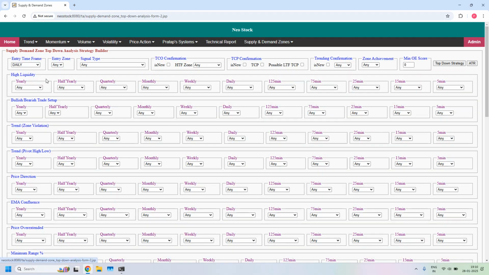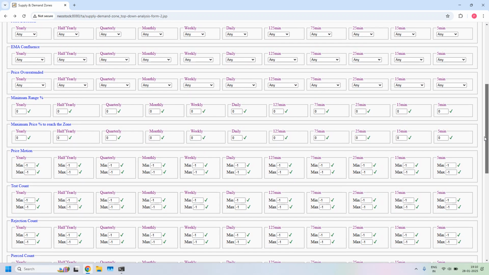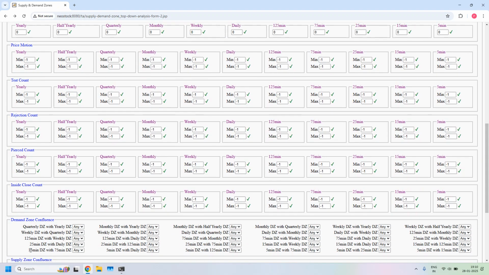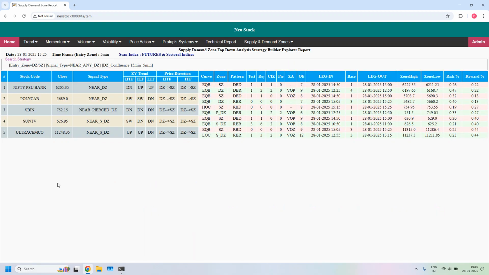Okay, next time frame is 5 minutes. Stocks near 5 minutes demand zone. We got 7 stocks. Out of these 7, how many are having ITF confluence? Let's verify. 5 minutes demand zone with 15 minutes demand zone confluence. I am enabling the filter. We got 5 stocks. And it is a pierced zone, and remaining stocks you can make use if they are as per your trade plan.